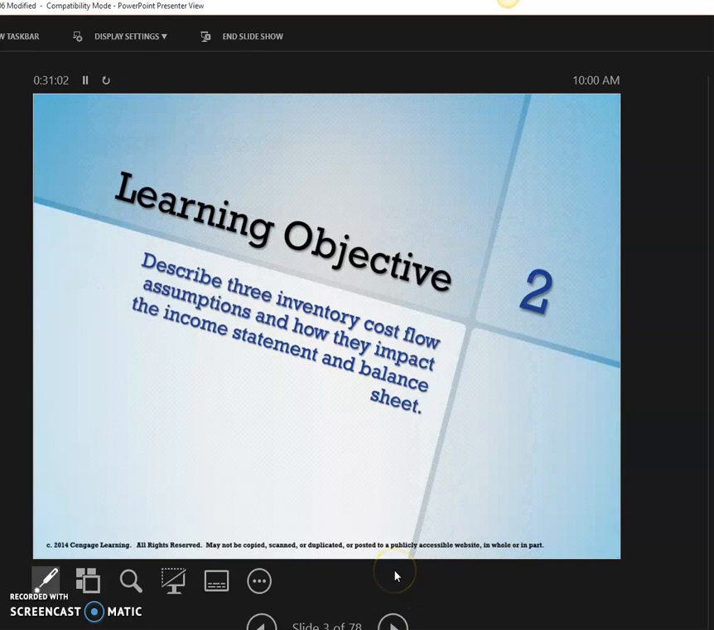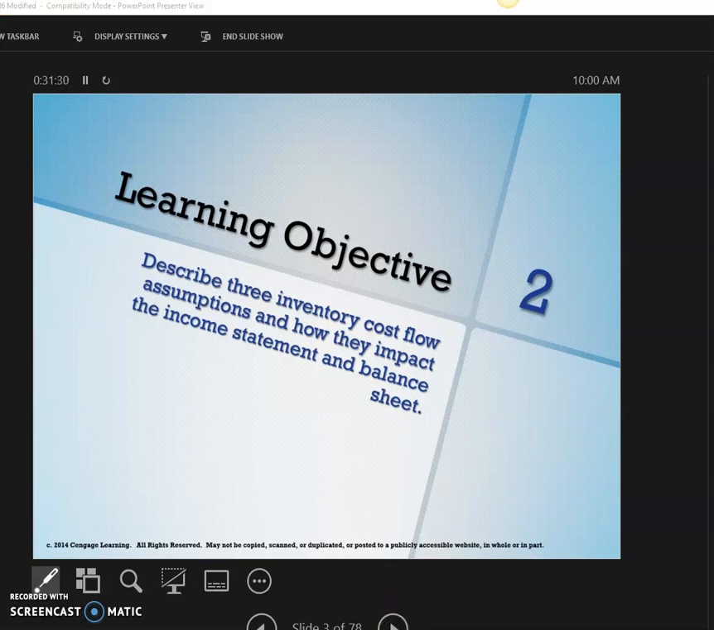We're going to talk about what we call the cost flow assumption. That's basically how we assume cost flows into the company and out of the company. And then we're going to look at how it's going to impact our income statement and our balance sheet. So there basically are three major methods to figure out the cost flow assumptions. And we're going to look at those three, and we're going to focus on those three throughout this whole chapter.